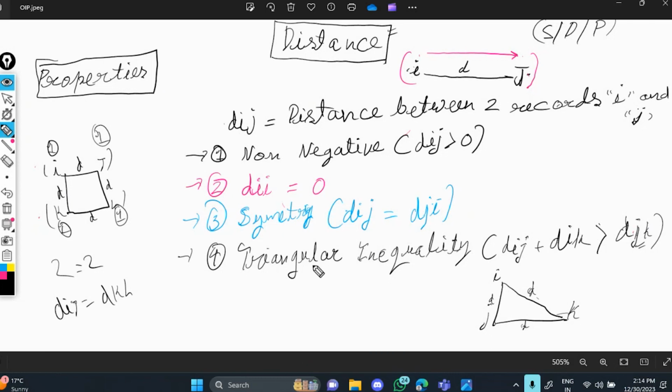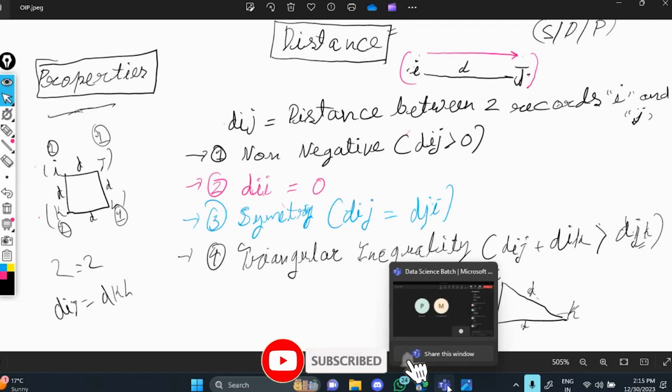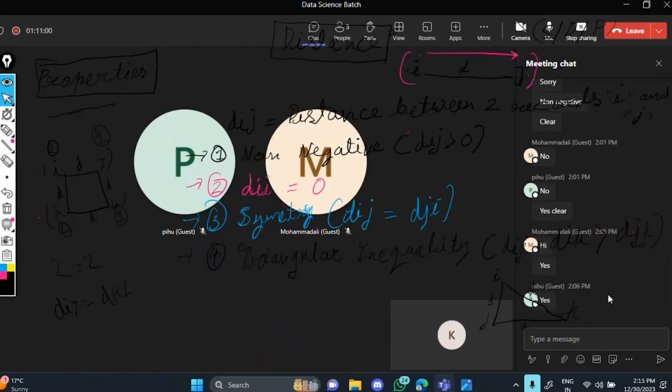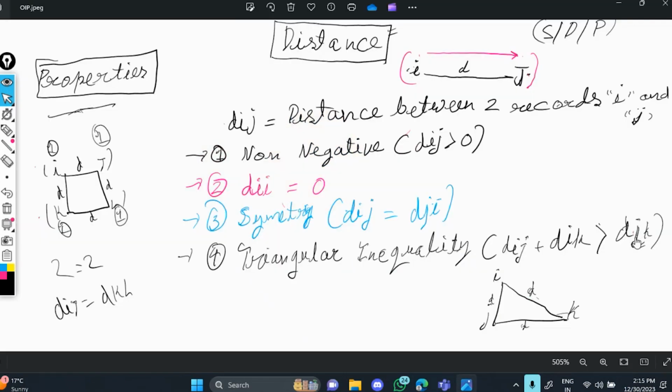So this property is about triangles only. This is another thing I have told you, this is the example I am telling you. But this property is very famous, triangular inequality, because whenever we add two different distances into one, that is always greater than the third one in a triangle, right? So this thing is clear to you. What are these four different properties? Non-negative, dii equals 0, symmetry and triangle inequality. So guys, that's it for today.